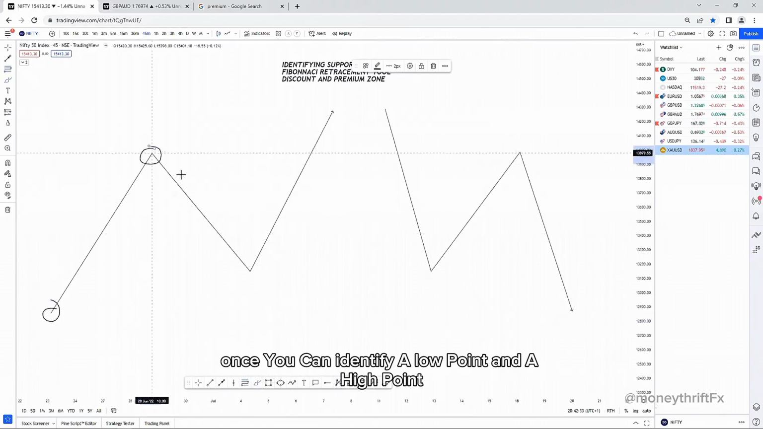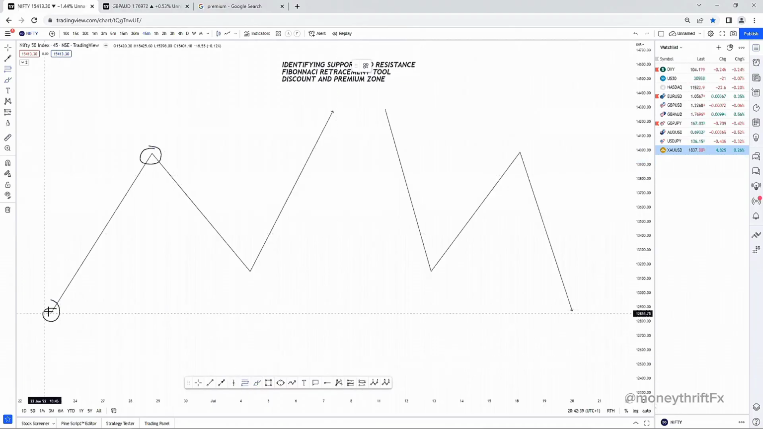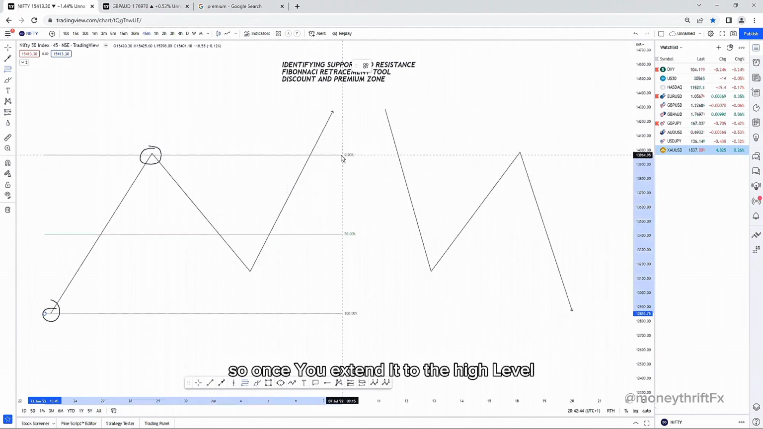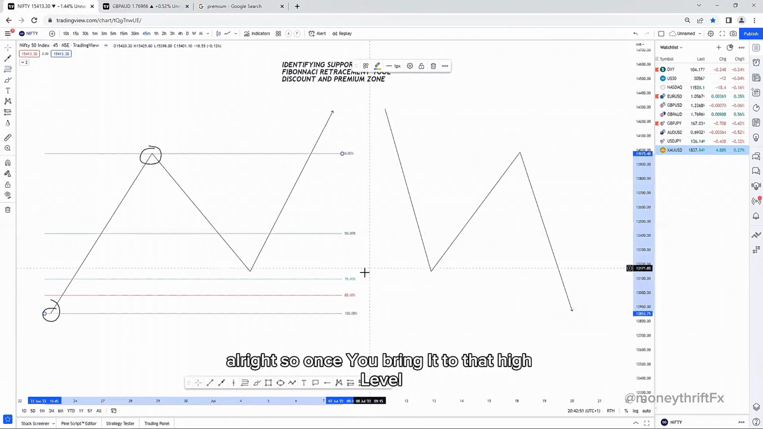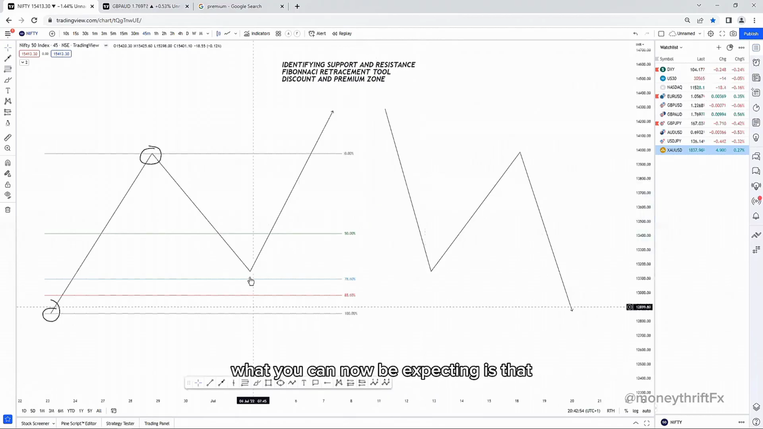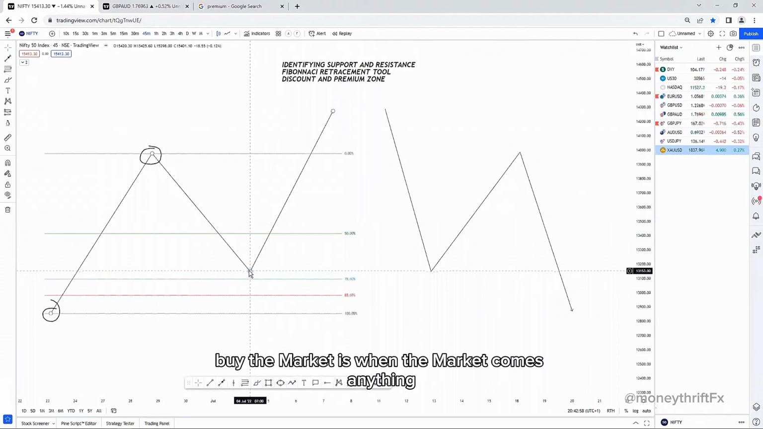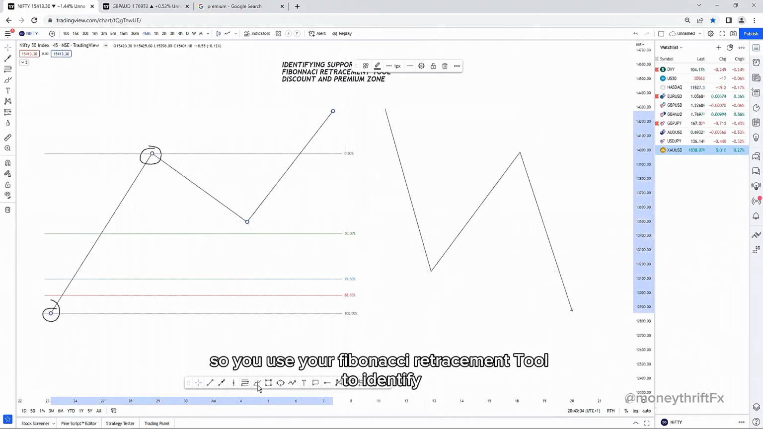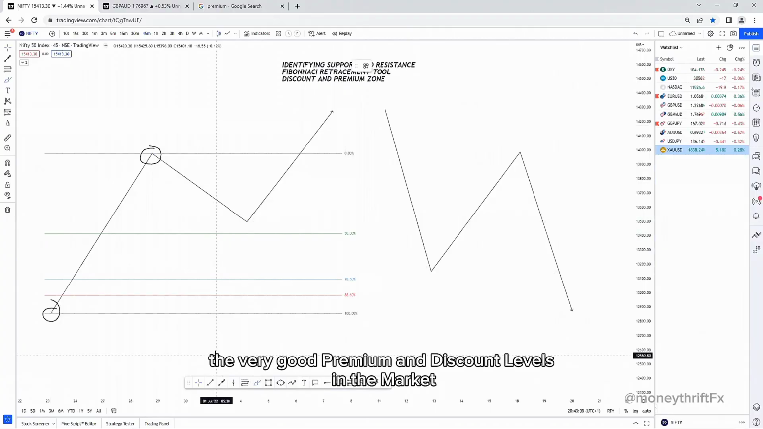Once you can identify a low point and a high point, you take your Fibs tool and draw it from what? The low point, and extend it to what? That high level, right? Once you extend it to the high level, let me bring out the full Fibs. So once you bring it to that high level, what you can now be expecting is that the best place to find discount levels for you to buy the market is when the market comes anything below the 50%. So you use your Fibonacci retracement tool to identify the very good premium and discount levels in the market.